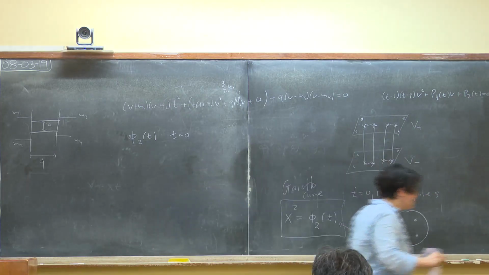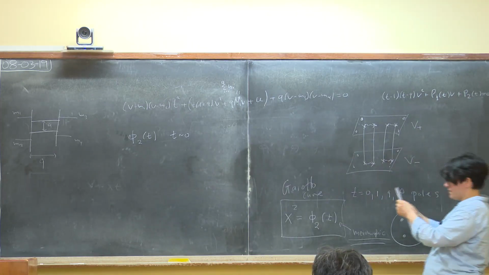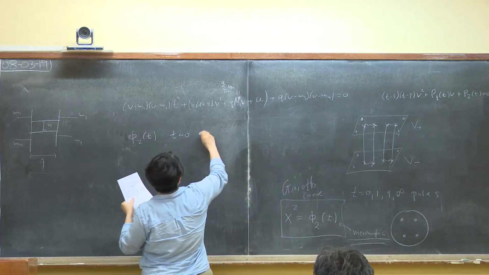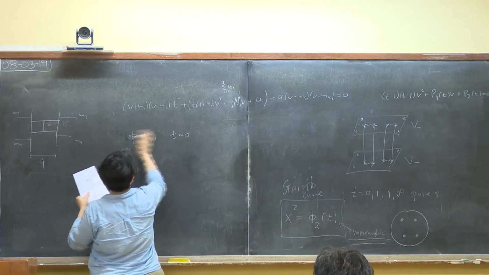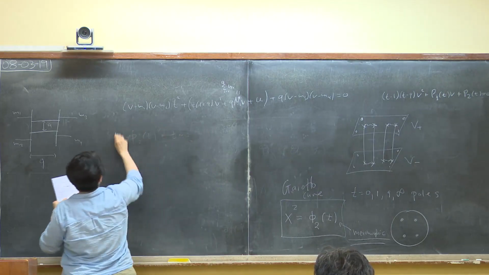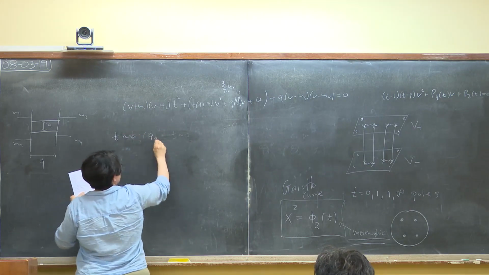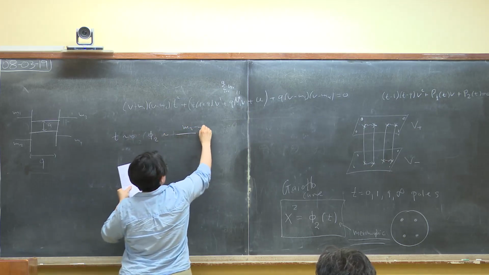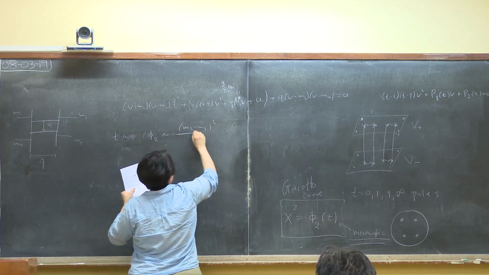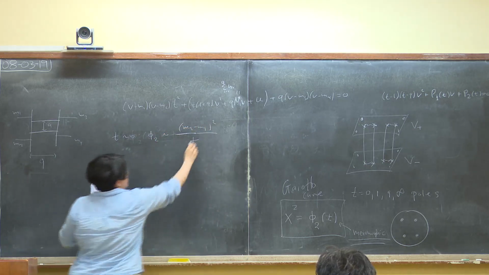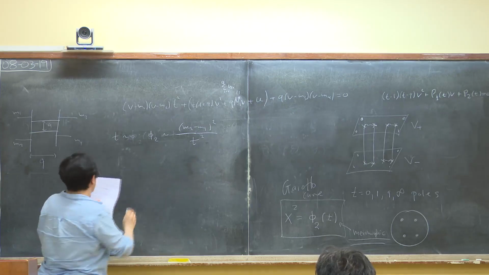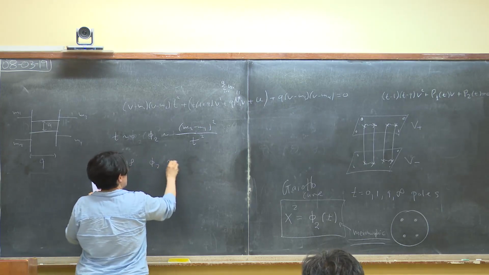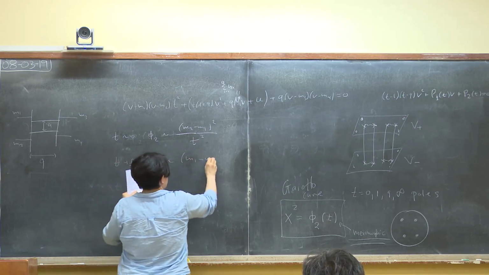It's here, sorry. So I get, let me write nicely. That's what I get. As t goes to infinity, this gadget will look like this.